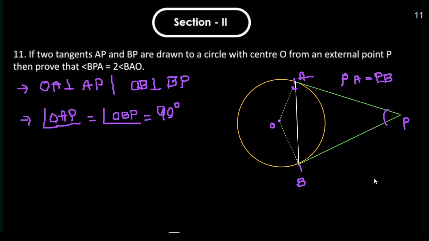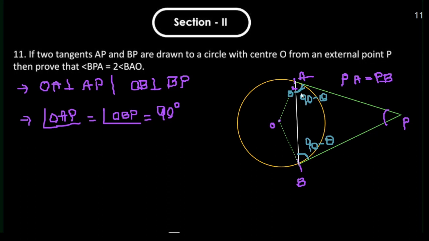But we need to find that angle P is equal to angle A, right? So to do that, we already know that this total angle is 90 degrees, right? But out of this total, let's consider this as theta. Okay. Now what about this angle? It is 90 minus theta, isn't it? In the same way, this is also 90 minus theta, right?